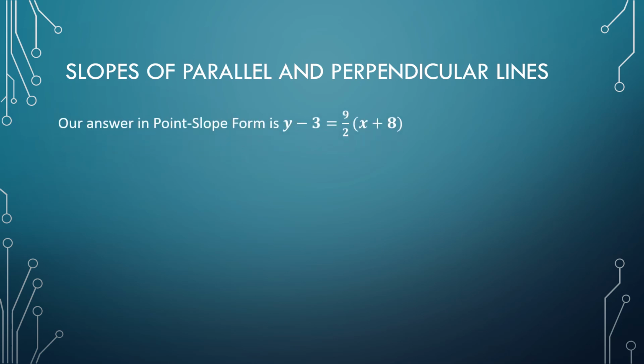Our answer in point-slope form is y minus 3 equals 9/2 times x plus 8. Now our final step is to convert this into slope-intercept form. First, we distribute the 9/2 to the terms on the right side of the equation. We'll get y minus 3 equals 9/2 x plus 72 over 2, or 36. We need to isolate the y to finish the problem, so we add 3 to both sides. If we did our math right, the final answer should be y equals 9/2 x plus 39.